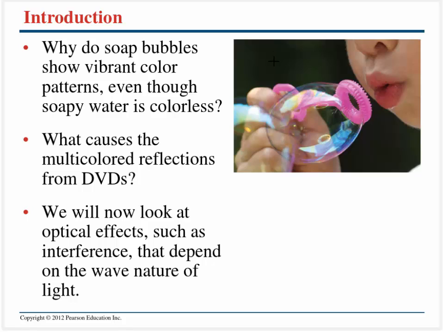Just some questions to ponder as we go through this chapter: even though water is colorless, how come we can see nice cool rainbows on them? It turns out it's going to be due to interference. We can also see interference in DVDs when we look at the reflection off of a DVD. Pretty much what we're going to be talking about in this chapter is electromagnetic waves having a wave nature. Chapter 36 will talk about how they have a particle nature.